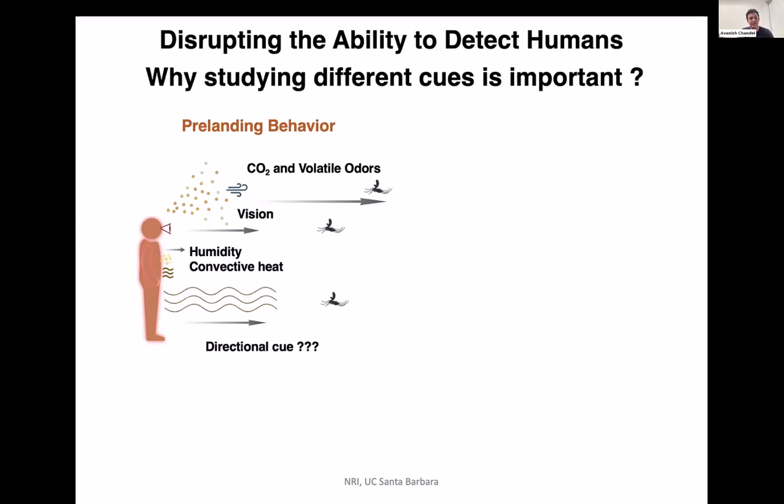Most of these cues, except for vision, are non-directional and can easily be diffused in the environment, especially in the presence of air movement or a moving host, making it very difficult for mosquitoes to determine the exact location of a person. However, mosquitoes' visual acuity is limited and only effective at short ranges. This raises an important question: what is the directional cue that guides mosquitoes towards their host from a distance?